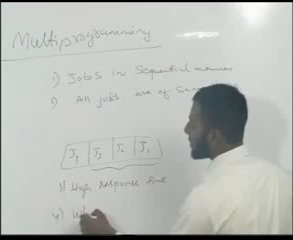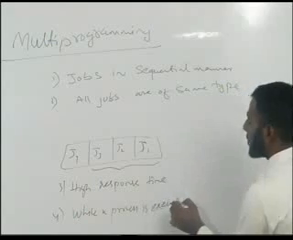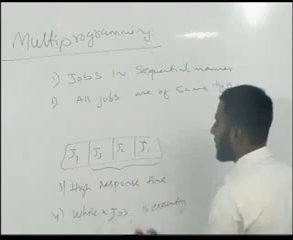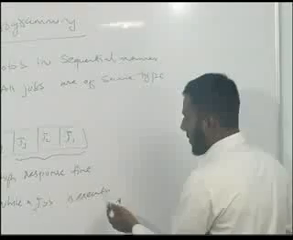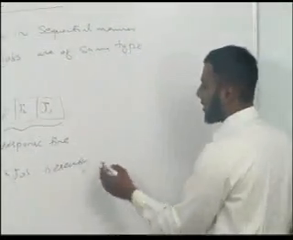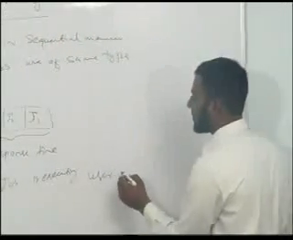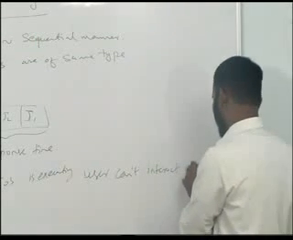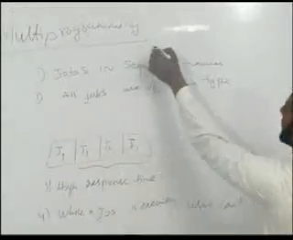And while a process, or we use the term job here, is executing, users are not allowed to interact with this job. While a job is executing, a user cannot interact with it. All these are the problems in batch processing.